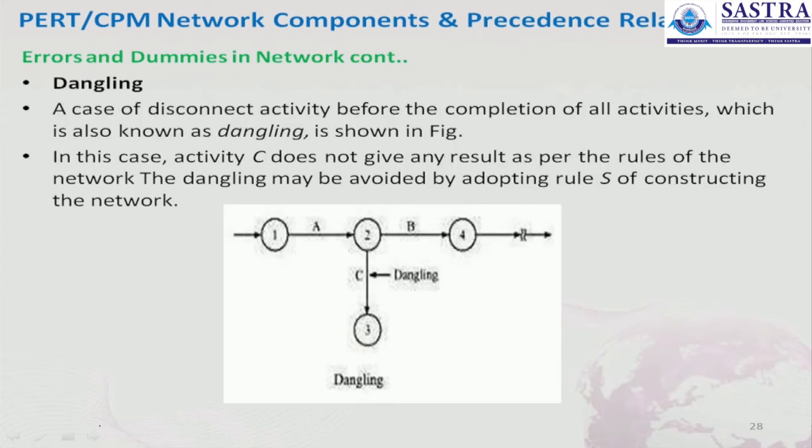Dangling means a case of a disconnected activity. There are activities A and B. I am just showing this drawing. A and B are there, so there is a C activity, which is called a dangling. It is a case of disconnecting an activity before the completion of all activities, also known as dangling, as shown in the figure. In this case, activity C does not give any results. As per the rules of the network, dangling may be avoided by adopting the rules of constructing the network.